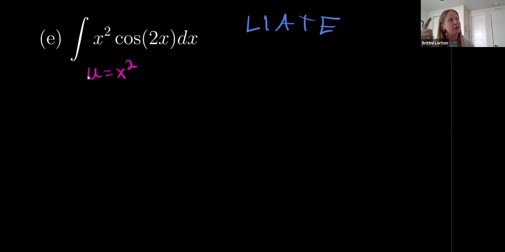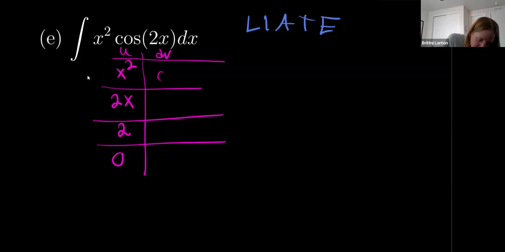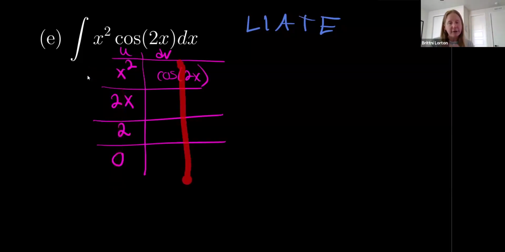Then I can decide, do I get to use the shortcut or do I have to do the long way? Sometimes you're going to have to do the long way. But in this case, if I keep taking derivatives, that derivative does eventually go to 0. So that is going to be my u equals. I like to organize my table like that. Here's my u, and then dv is going to have to be the other one, so cosine of 2x. And then it's really important, once you do the derivatives on one side, you have to remember you are doing antiderivatives on the other side. So the antiderivative of cosine is sine.